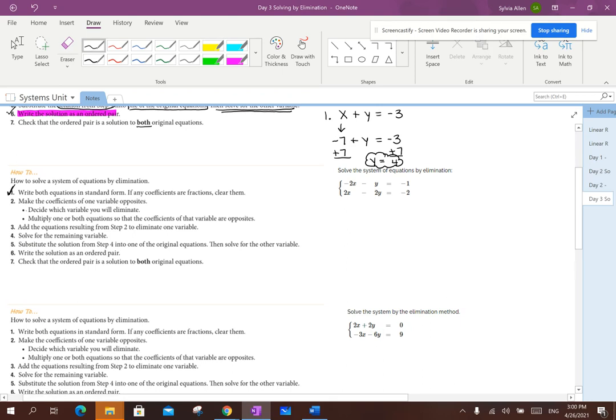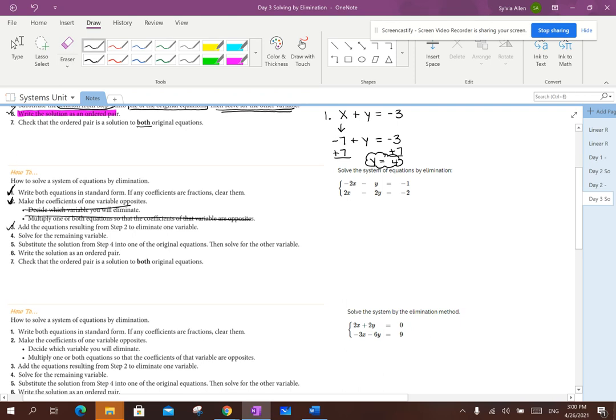Now, number 2 says make the coefficients of one variable opposites. So look to see if these coefficients of x are opposites. You can see that they are -2 and +2. If you notice that this one is a -1 and this is a -2, those are not opposites. So I'm done with step 2, because the x's are opposites, and I don't need to do this step at all.